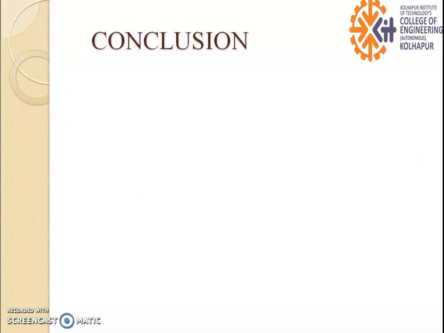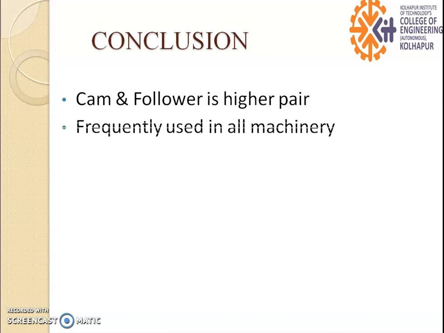So we can come to the conclusion. Cam and follower is a higher pair. As we know, when there is point contact between two elements, we call it a higher pair. So cam and follower has a point contact, so we call it a higher pair. Cam and follower systems are frequently used in all kinds of machines due to their ease of operation and easy maintenance.